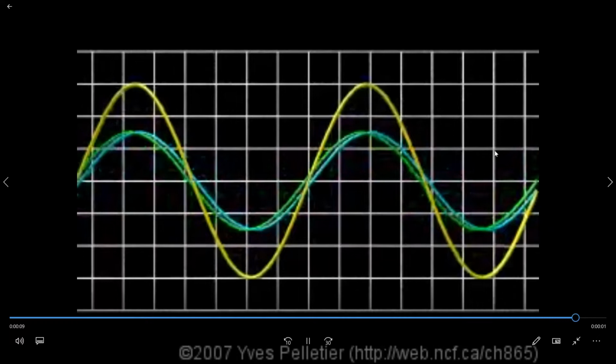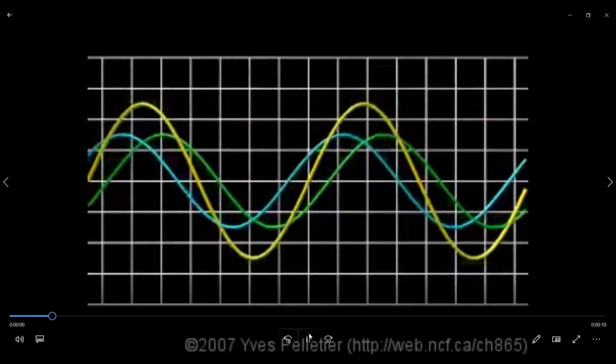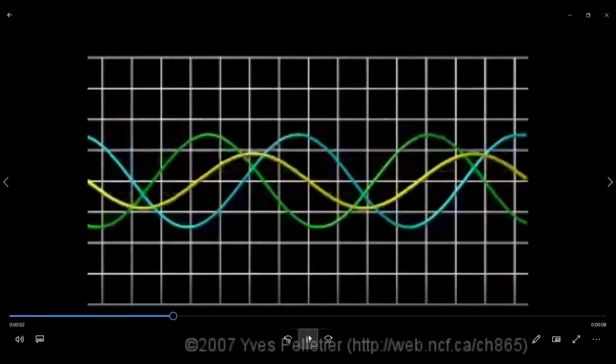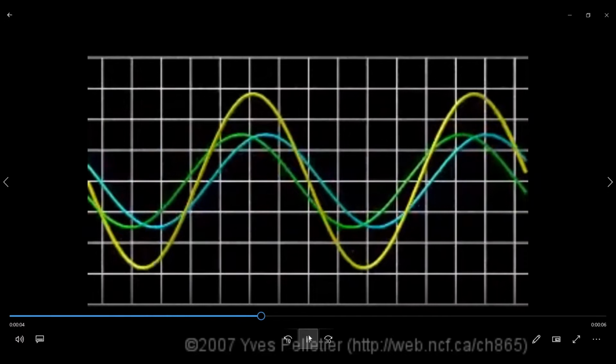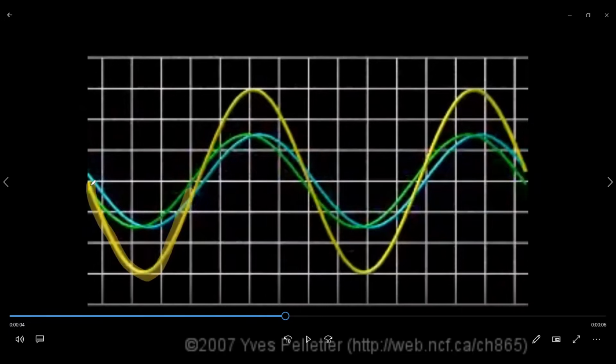Of interest to you is the yellow colored wave. The yellow colored wave is your stationary wave. Let me just freeze the video a little. This yellow colored wave that you see here is your stationary wave. Your wave profile is this.